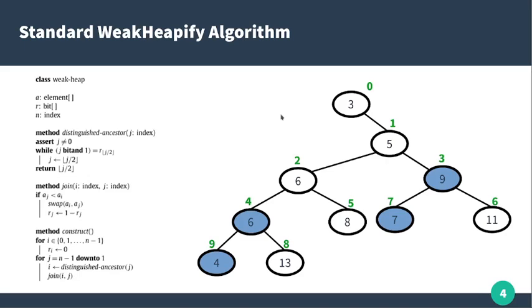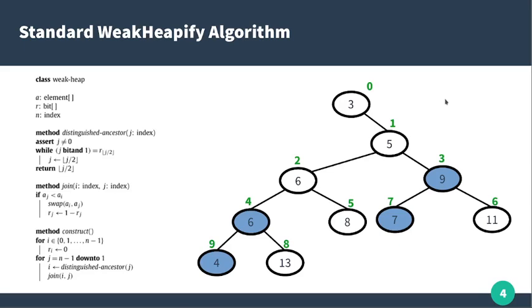In the reverse array, the reverse bits are set to ones for these blue nodes, and the small numbers above the nodes are the actual array indices. After calling this construct function and constructing a weak heap tree, the rules of the weak heap are preserved.